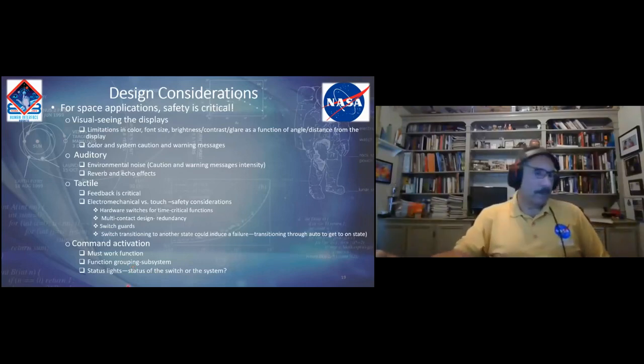Status lights. This was a problem in many shuttle flights. Was the light the status of the switch or the status of the system? You have to be specific as to why that light came on. What's the meaning of that light?